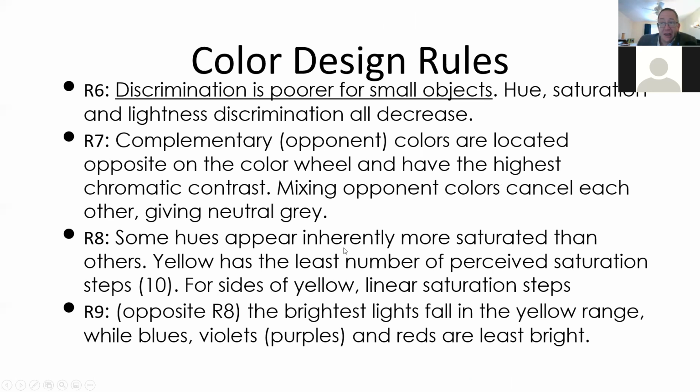Some hues appear more saturated than others. We didn't talk about this, but yellow has the fewest perceived saturation steps. Distinguishing the different colors of yellow is the hardest, but it is also considered the brightest. The brightest lights fall in the yellow range, while blues, violets, and reds are the least bright in terms of what you perceive as bright. But with yellow, you have the fewest amount of granularity in the colors.